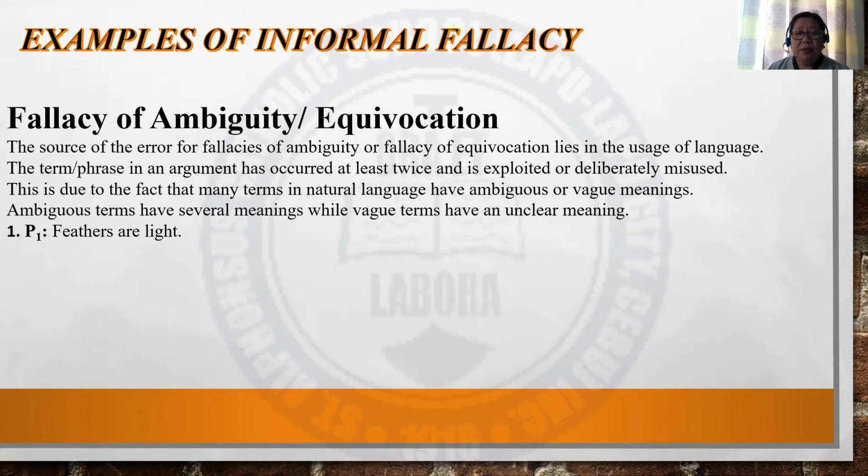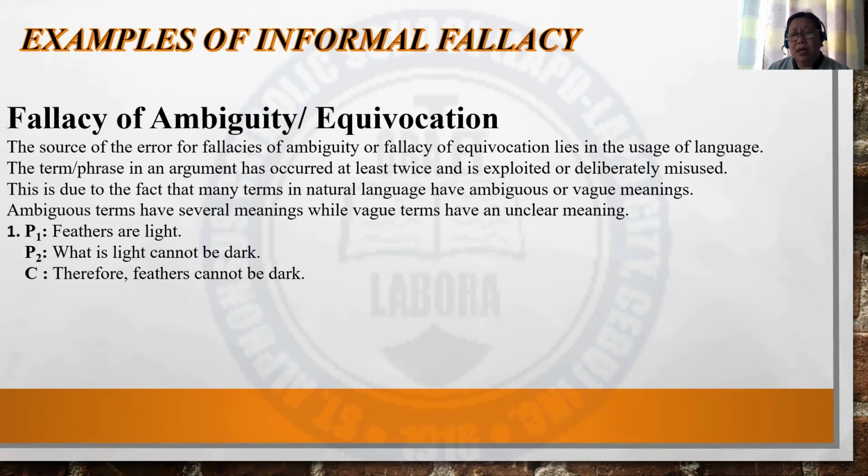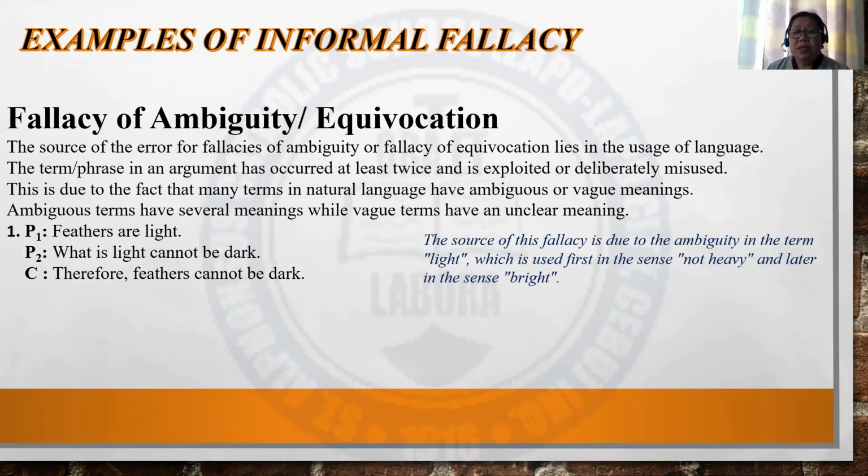Let us have an example. The first premise is feathers are light. Second premise, what is light cannot be dark. And the conclusion, therefore, feathers cannot be dark. So the source of this fallacy is due to the ambiguity in the term light, which is used first in the sense of not heavy, and the latter in the sense of bright.